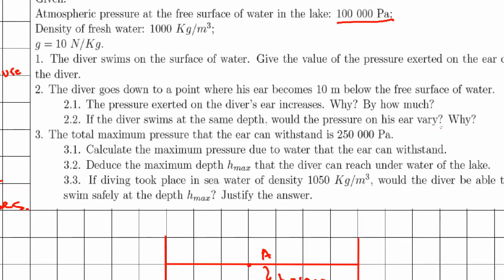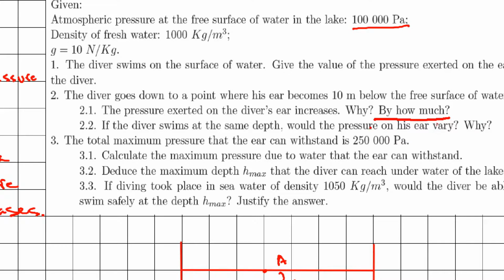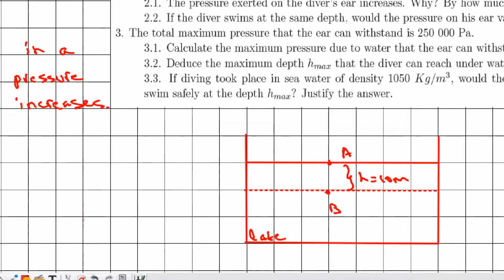So notice that here they are telling us why, so this is the justification, but another part of this question asks how much, so we need to give a numerical value. Previously the diver was swimming at the point A, with pressure PA. Then the diver is swimming at the point B, with pressure PB. The pressure at B is greater than the pressure at A, but they are asking by how much. So in other words, they are asking about the difference PB minus PA, or the variation of the pressure, delta P.